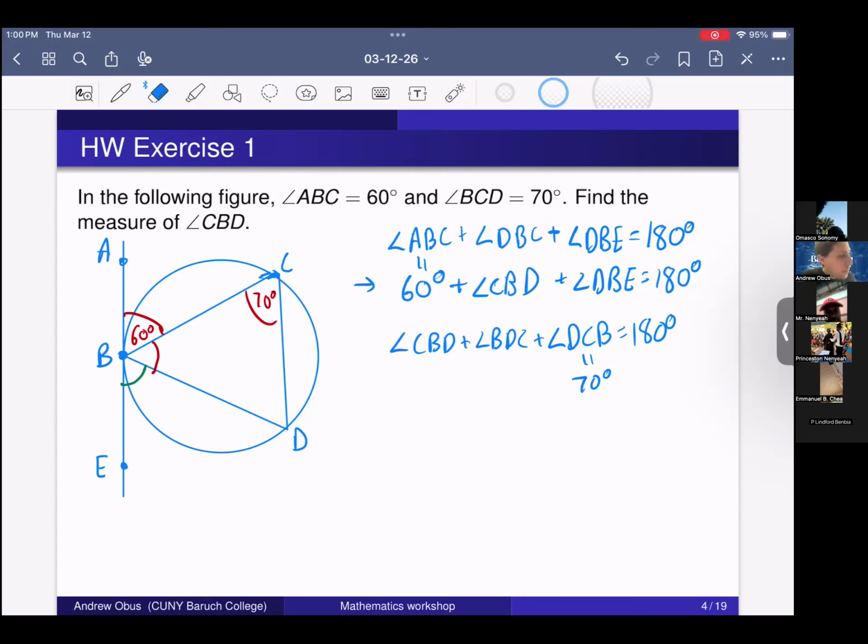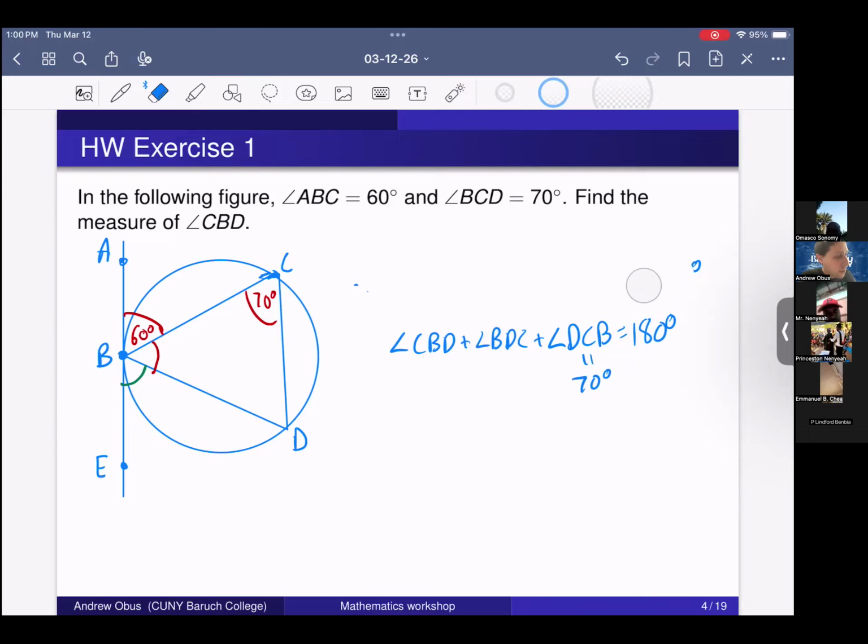So you know what I'm going to do? I'm going to even get rid of this. We're going to start with your line because I think it'll be a little faster, a little easier, right? So CBD plus BDC plus DCB is 180 degrees. This is because they're angles in a triangle.